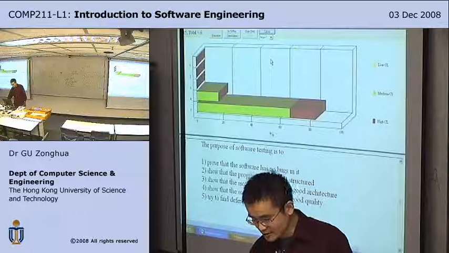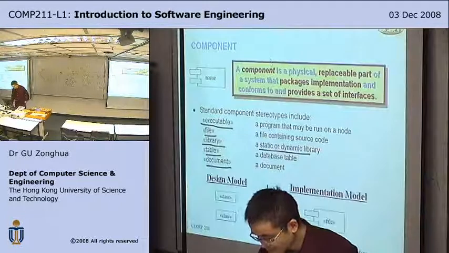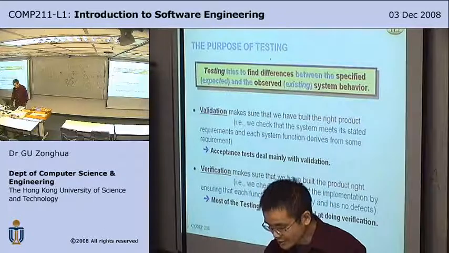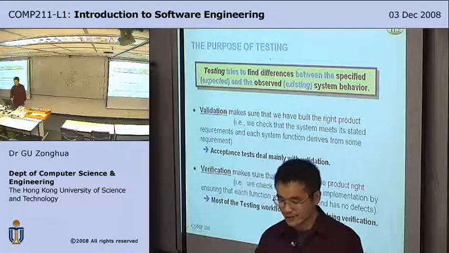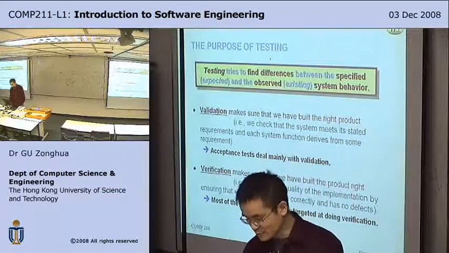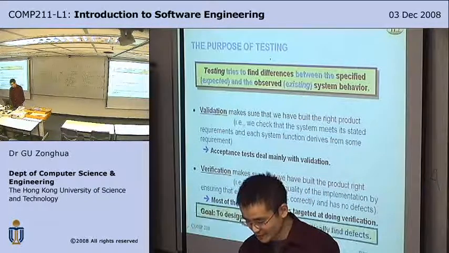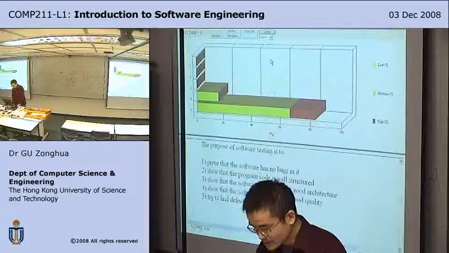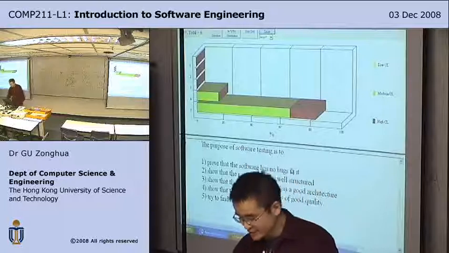Five is correct. Testing tries to find the differences between the specified behavior and observed behavior, the difference between validation and verification. I hope you have known that. The goal is to find defects. So you cannot show that software has no bugs in it. It's not possible.